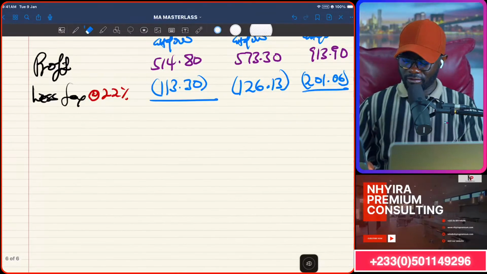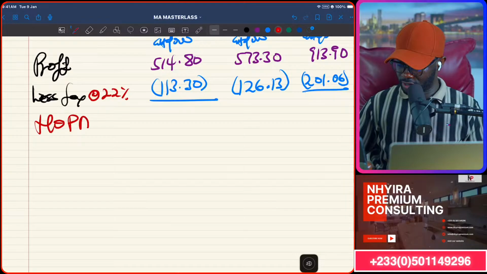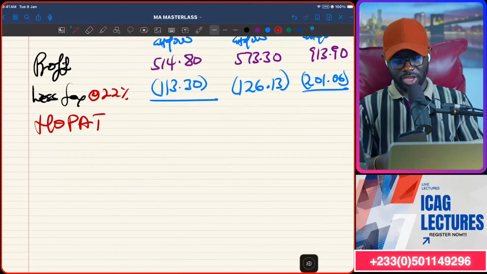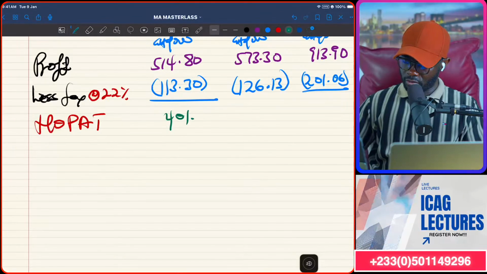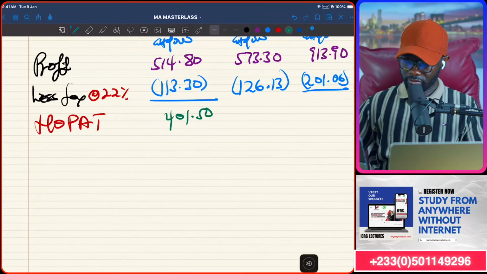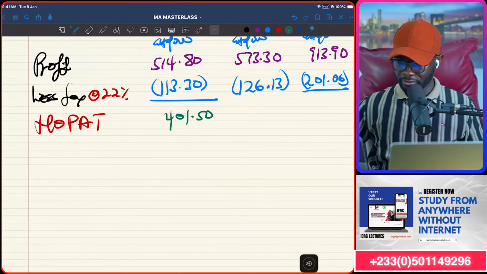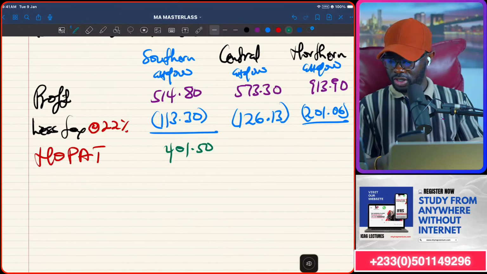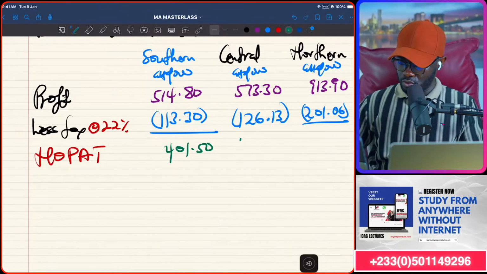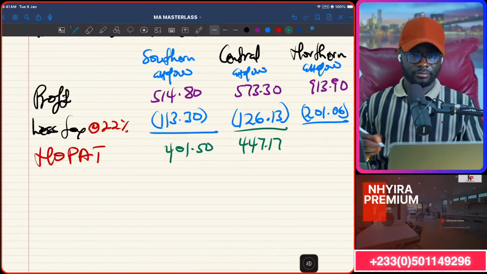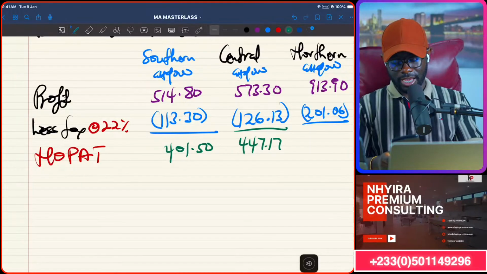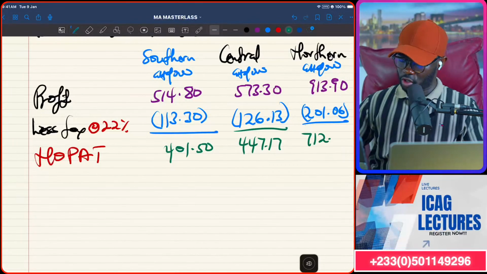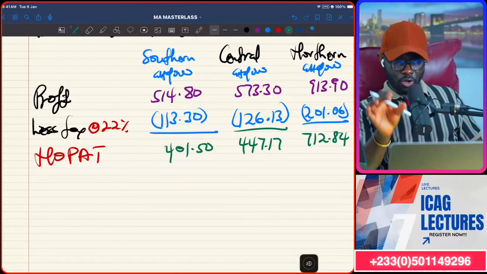So we take these out respectively, and that is what gives us the net operating profit after tax. Okay, NOPAT. 514.8 minus 113.3, 401.50. There we go. Next one. 573.3 minus 126.13. Ooh, that's 447.17. Then the last one, 913.9 minus 201.06. Ooh, that is 712.84. So that's our NOPAT.